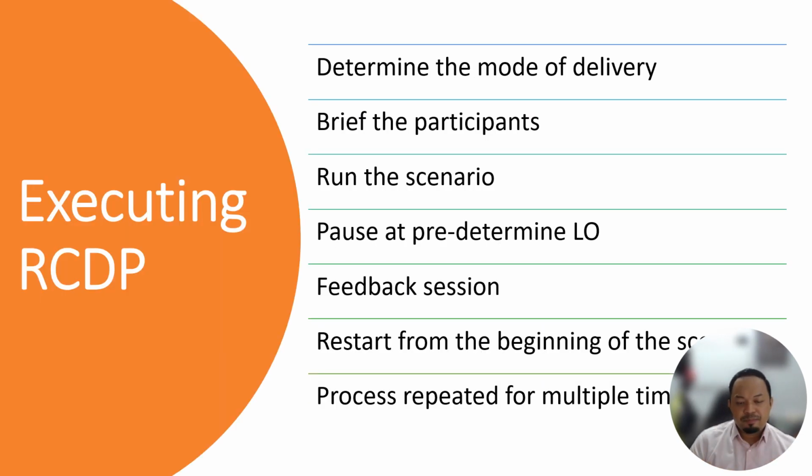How to execute rapid cycle deliberate practice? Again, determine the mode of delivery from the beginning, during the design and development. Once you decide that you're going to use RCDP, you have to brief the participants prior to the simulation activity that they should anticipate a few stops during the simulation. In fact, you can actually tell them where you are going to pause.